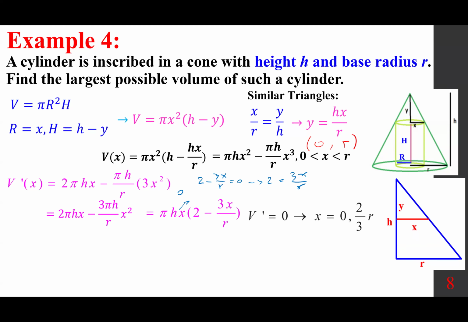So there are two answers. When V prime is 0, there are two answers. You go back to this. Can it be 0? No, because if it's 0, there is no cylindrical shape. Okay, dimensions can't be negative, can't be 0. So this is out. 2/3 r is the only possibility, and therefore local becomes absolute, but we don't know if it's a maximum or minimum. We have to check it. Remember, we want the largest. So we are going to check it with the second derivative test, V double prime.